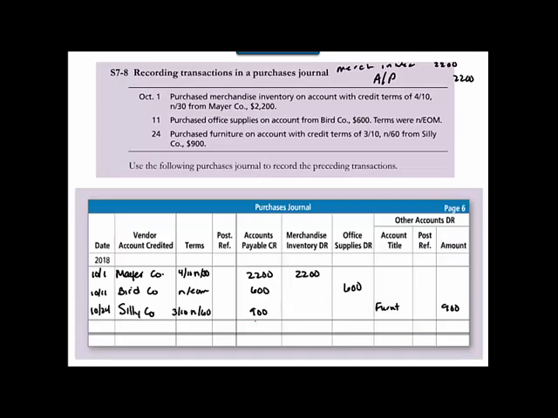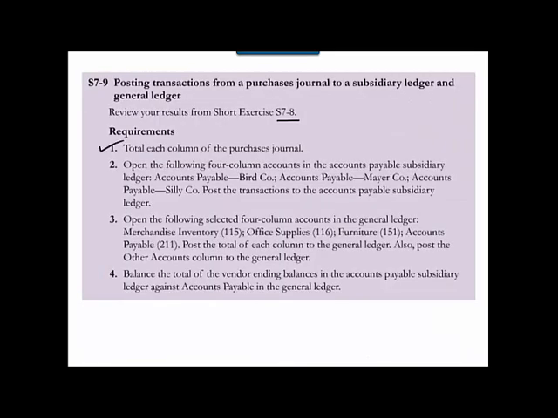So my totals are a total of $3,700 in accounts payable, $2,200 to merchandise inventory, $600 to office supplies, and $900 in the other. Again, the credit is always to accounts payable, and the debit is either here or here or here. Debit, debit, debit. So that's my totals. Then it says open the following accounts payable.